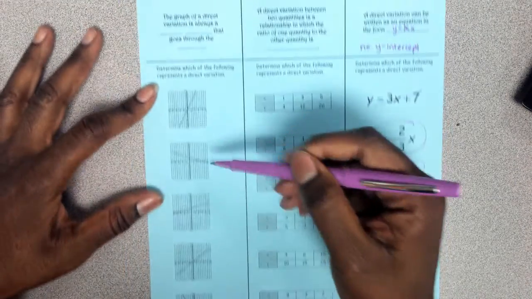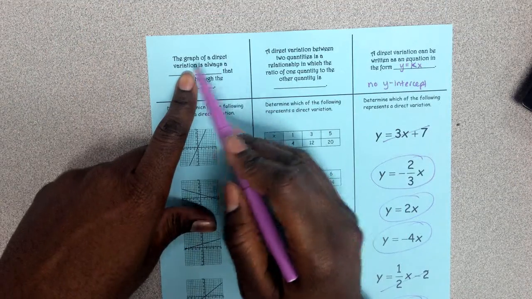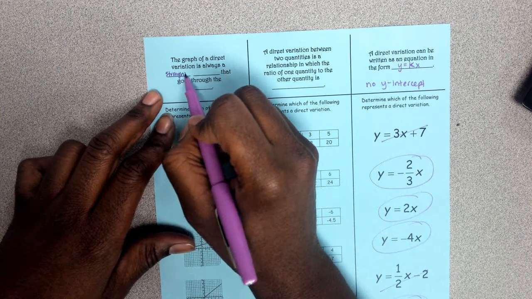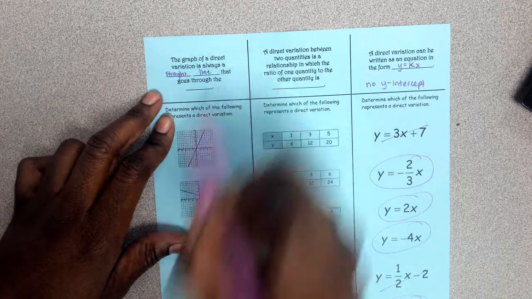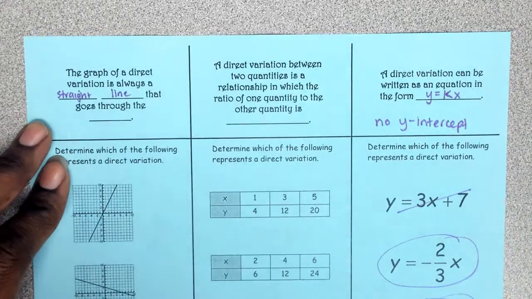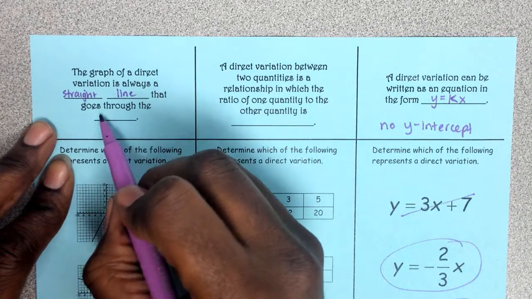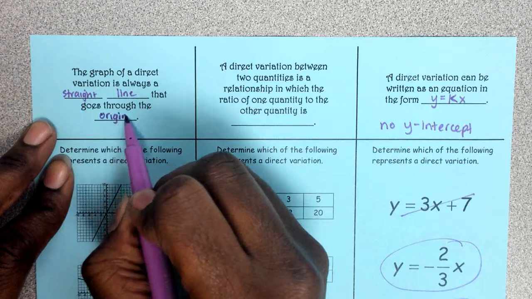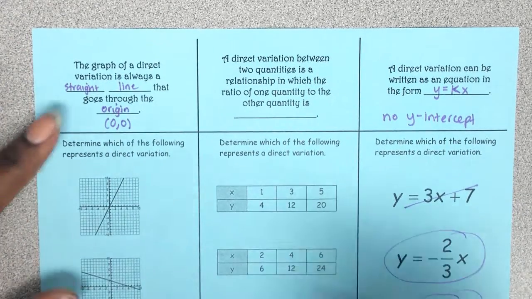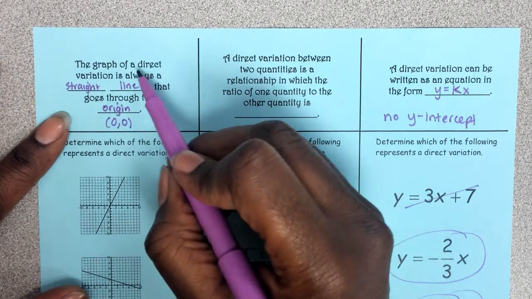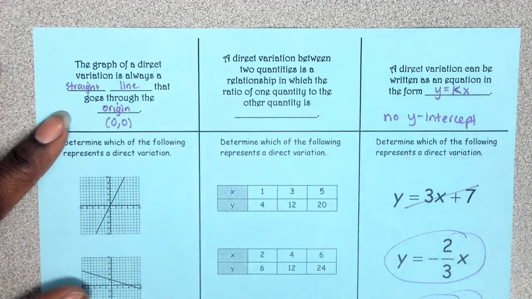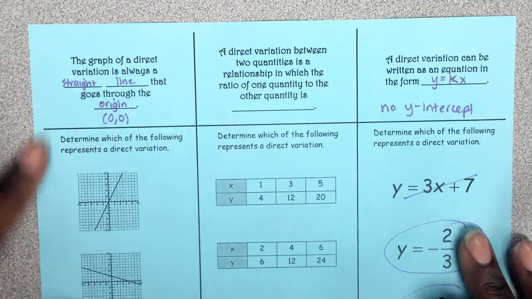Over here, it says the graph of a direct variation is always a what? Straight, what? Line. That goes through the origin, which is 0, 0. This is the same thing, like I told you guys before, direct variation is the same thing as proportional. It's just a new word for it.